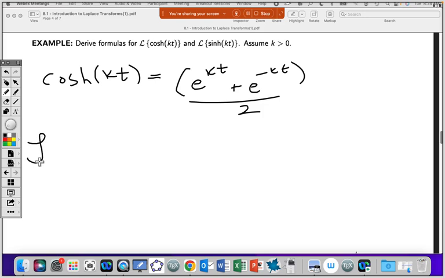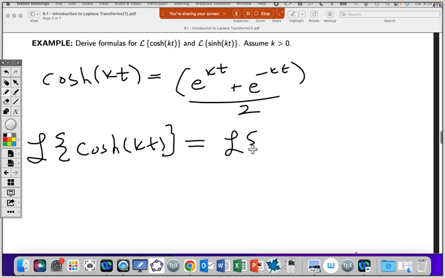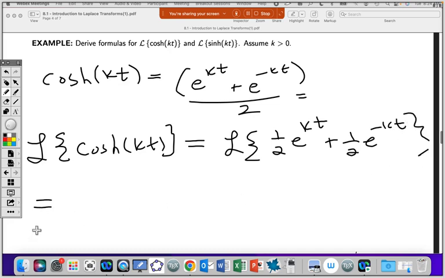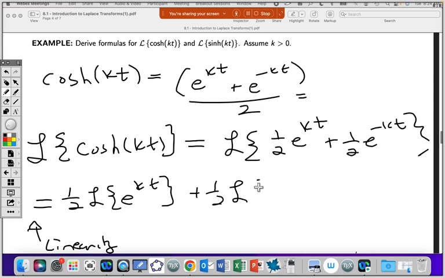And so if I want the Laplace transform of the hyperbolic cosine, I can instead take the Laplace transform of this. Once again, if I distribute that half through, this is going to be a half e to the kt plus a half e to the minus kt. So now I can use linearity here. That's a 1/2 Laplace e to the kt plus 1/2 Laplace e to the minus kt.